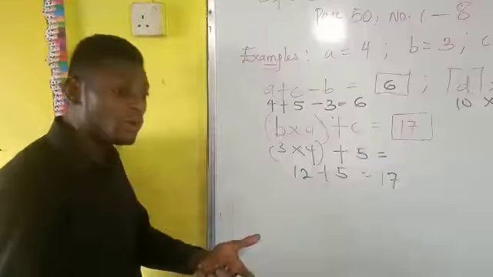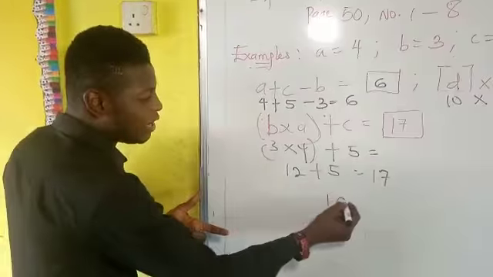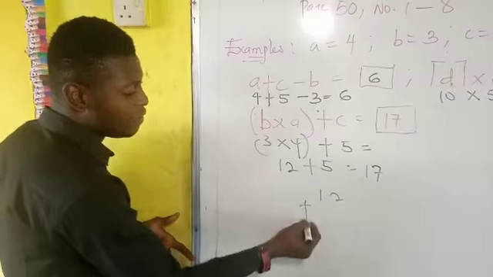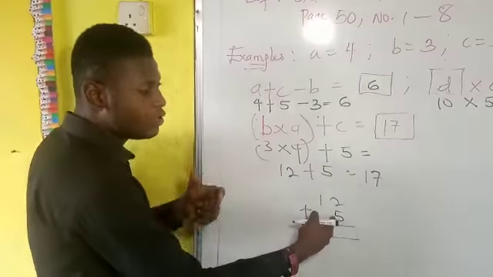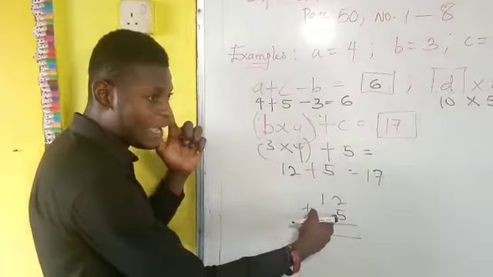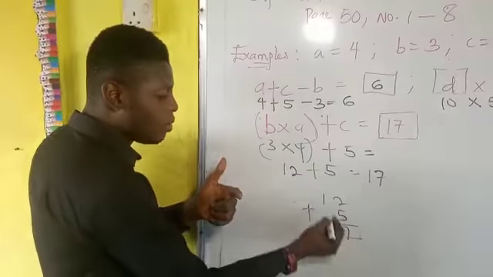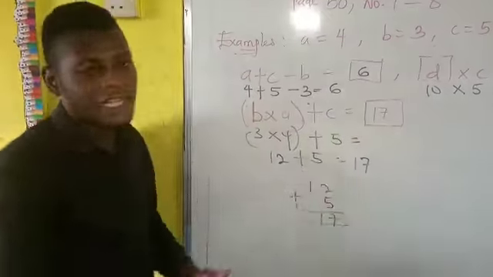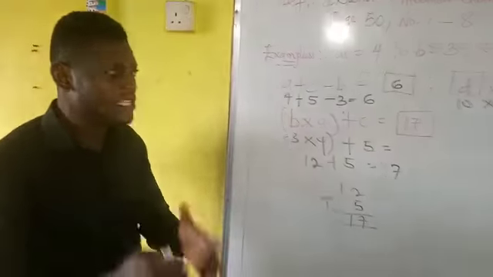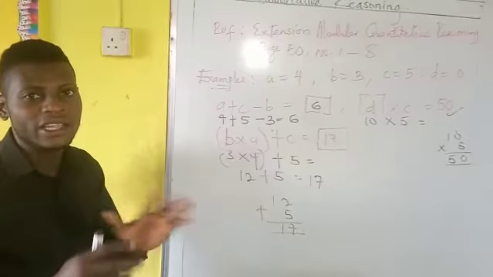Now the rest of us, I'm sure we can as well do that. You can arrange your numbers and then add up. 2 plus 5, that's 7. 1 plus 1, that's 1. So that gives us 17. And that's our answer in the box. So you can see it's very, very easy.